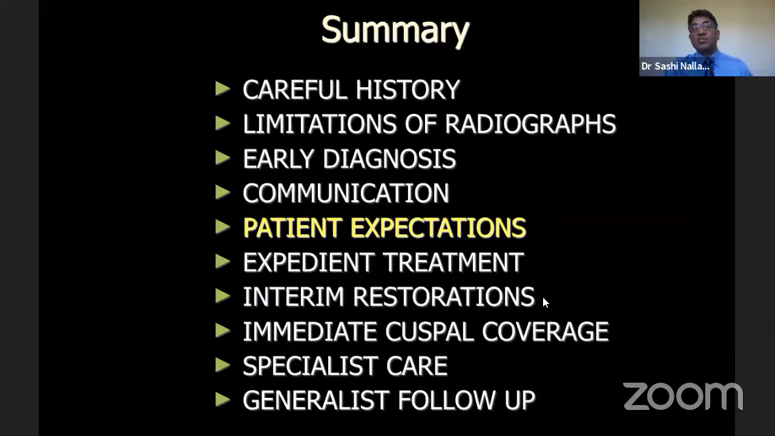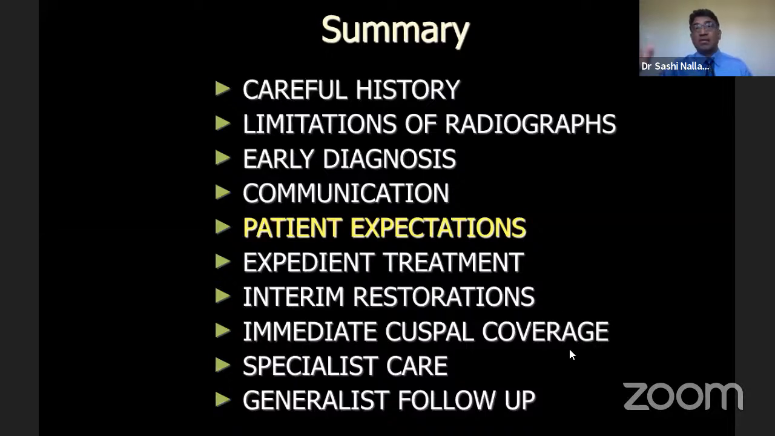Interim restorations: if you're doing these root canal treatments in these teeth in 2 visits, ensure that you put something like a self-cure glass ionomer in the access as an interim restoration, and even place an ortho band or a temporary stainless steel crown, something that holds the fragments together, like the barrel stave effect. Immediate cuspal coverage.